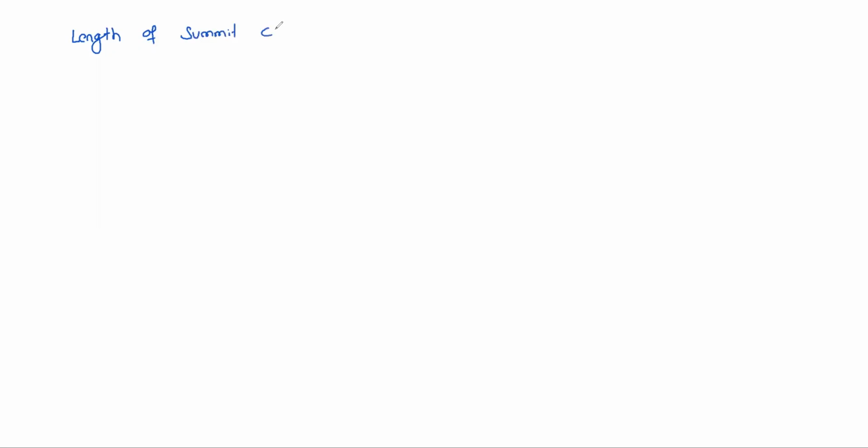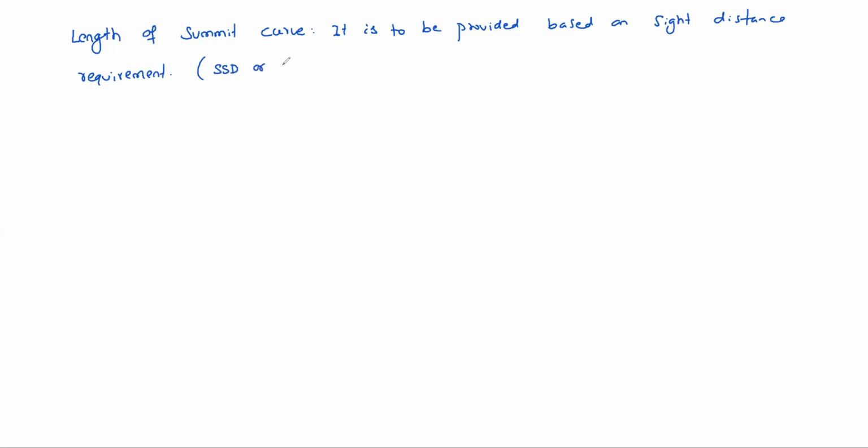Length of summit curve. It is to be provided based on sight distance requirement. Sight distance requirement, that is SSD, stopping sight distance, or OSD, overtaking sight distance.